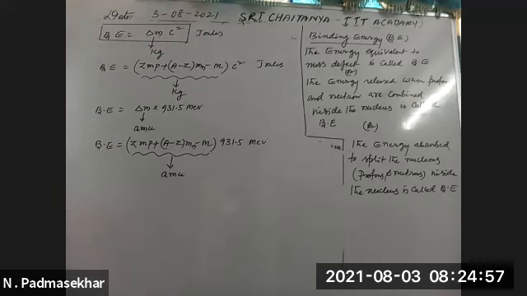So this is the way we have to calculate the binding energy: mass defect into C square, where the mass defect must compulsorily be in kg, so the answer will come in joules. Or mass defect into 931.5, where the mass defect must be in AMU.